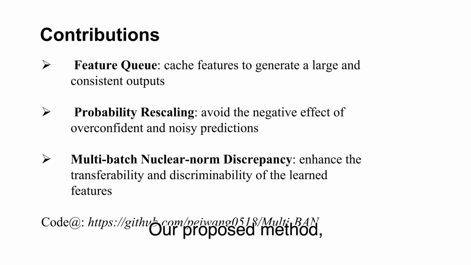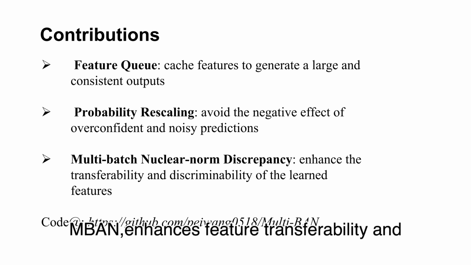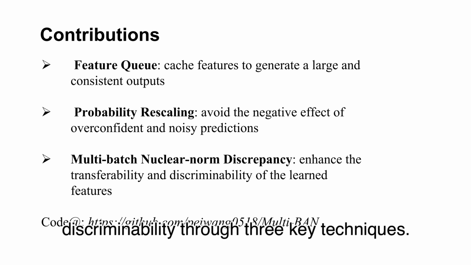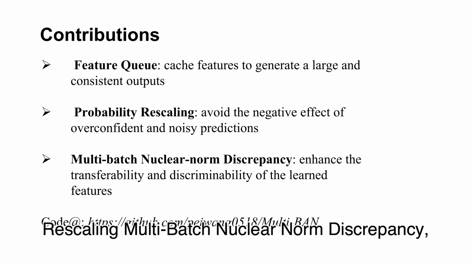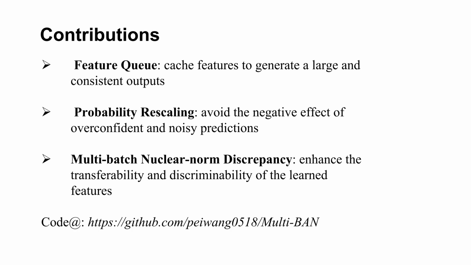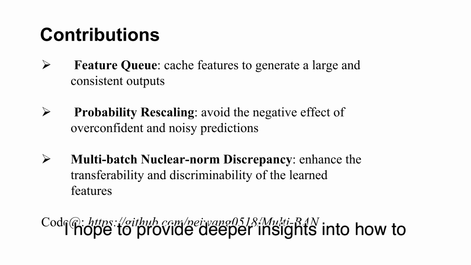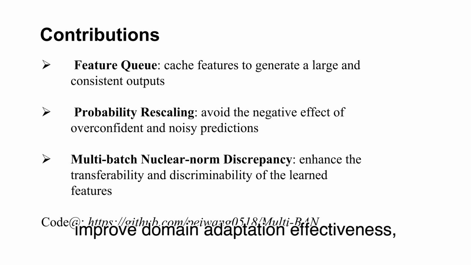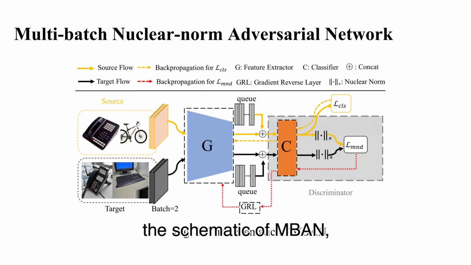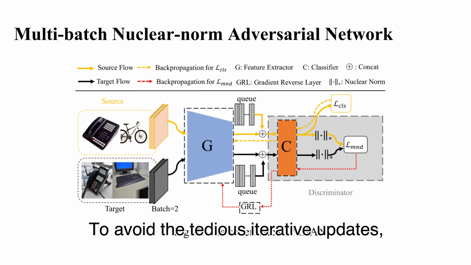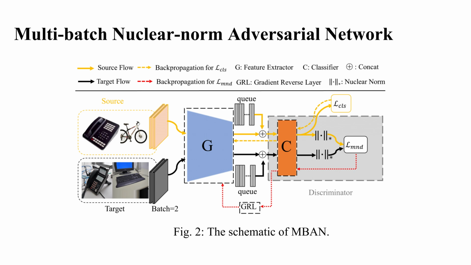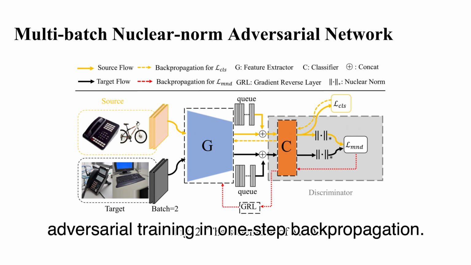Our proposed method, MBAN, enhances feature transferability and discriminability through three key techniques: feature queue, probability rescaling, multi-batch nuclear norm discrepancy, MND. By the end of this talk, I hope to provide deeper insights into how to improve domain adaptation effectiveness. The schematic of MBAN is shown in Figure 2. To avoid the tedious iterative updates, we use a gradient reversal layer for adversarial training in one-step backpropagation.